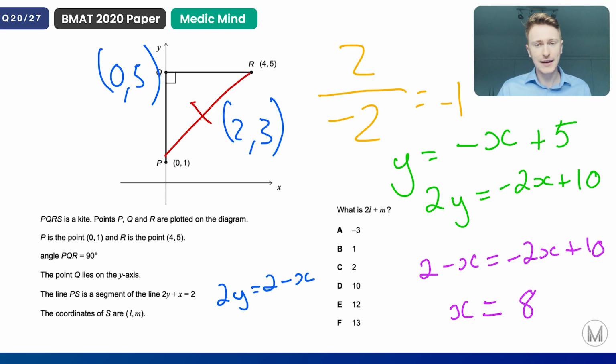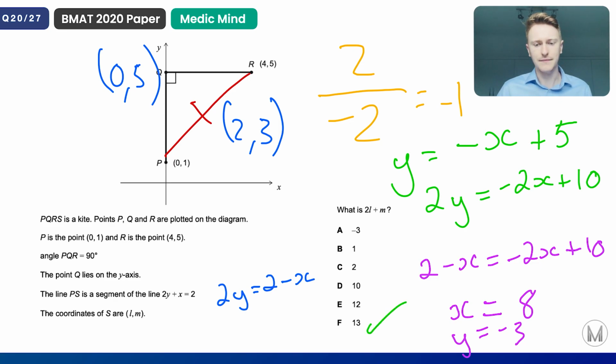We then can plug that into either equation to try and work out what y is. We know that y is the same as 2 minus x. 2 minus x is minus 6. Therefore, 2y is equal to minus 6. Y therefore must be equal to minus 3. But we're not done there. The question asks us for 2L plus M. We know that the x coordinate is the L, so 2 times 8 is 16, plus the y coordinate, 16 minus 3 is 13.